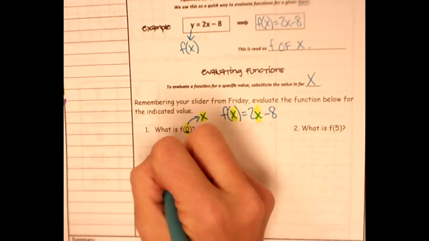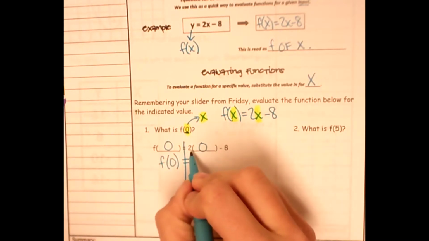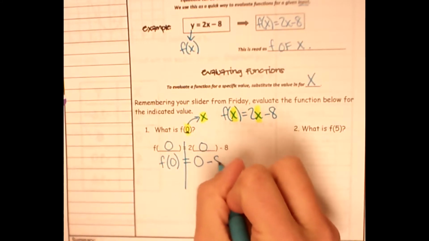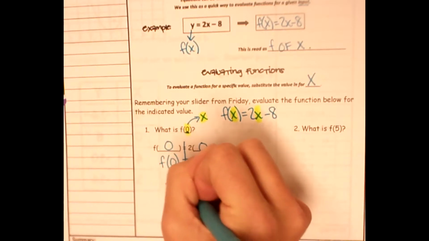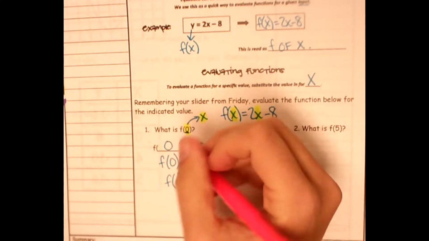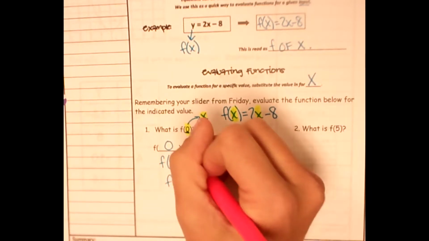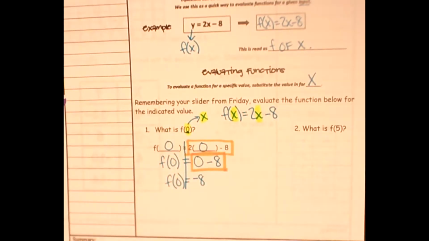So bring down your f of 0, and you want to think of it, 2 times 0 is 0 minus 8. So what is 0 minus 8? We get that f of 0 is equal to negative 8. You can always input this right part into your calculator. That's how you can get your answer. You can solve it.